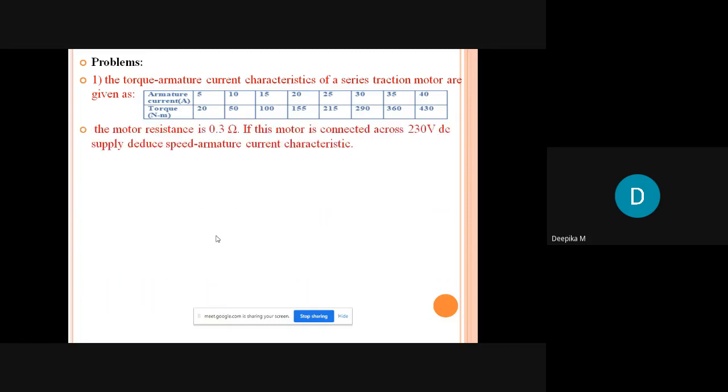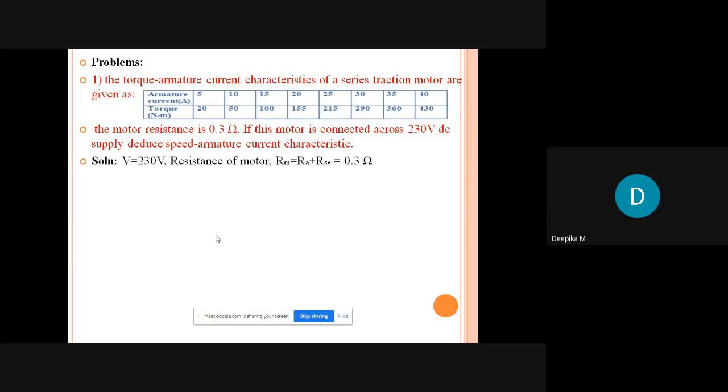For this tabulation, the motor resistance is 0.3 ohm. If the motor is connected across a 230 volt DC supply, find the speed armature current characteristics. Here they have given the armature current and the torque tabulation, the torque readings. But we have to calculate the speed armature current characteristics, and also plot the speed armature current characteristics. First, let us list out the data.